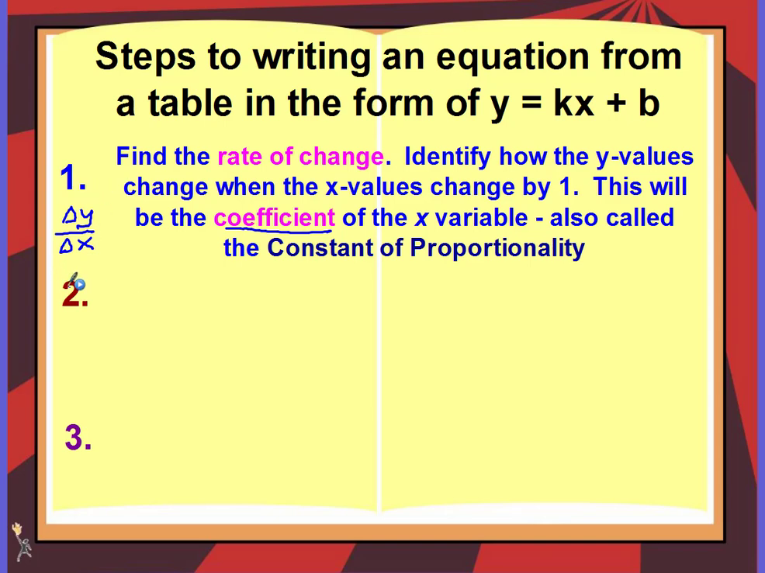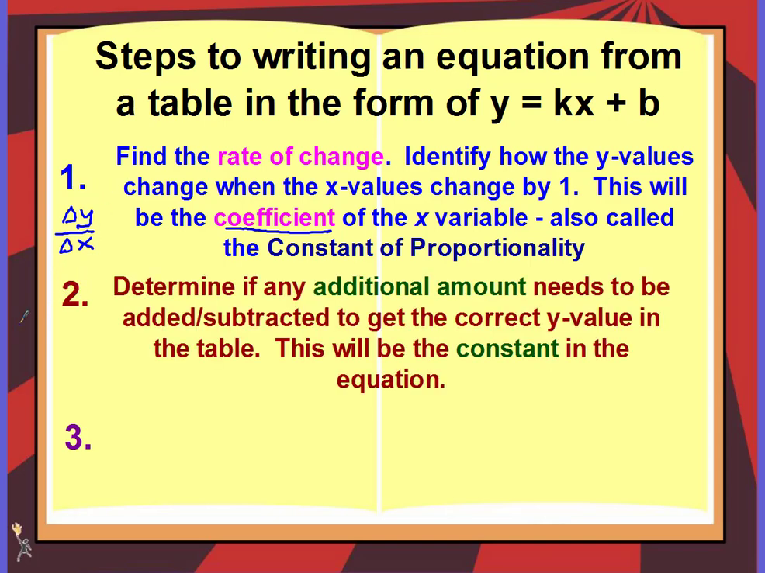Once you find that rate of change, then all you have to do is determine if any additional amount needs to be added or subtracted to get the correct y value in the table. And this is the constant. That is that amount that you're adding or subtracting to the x.